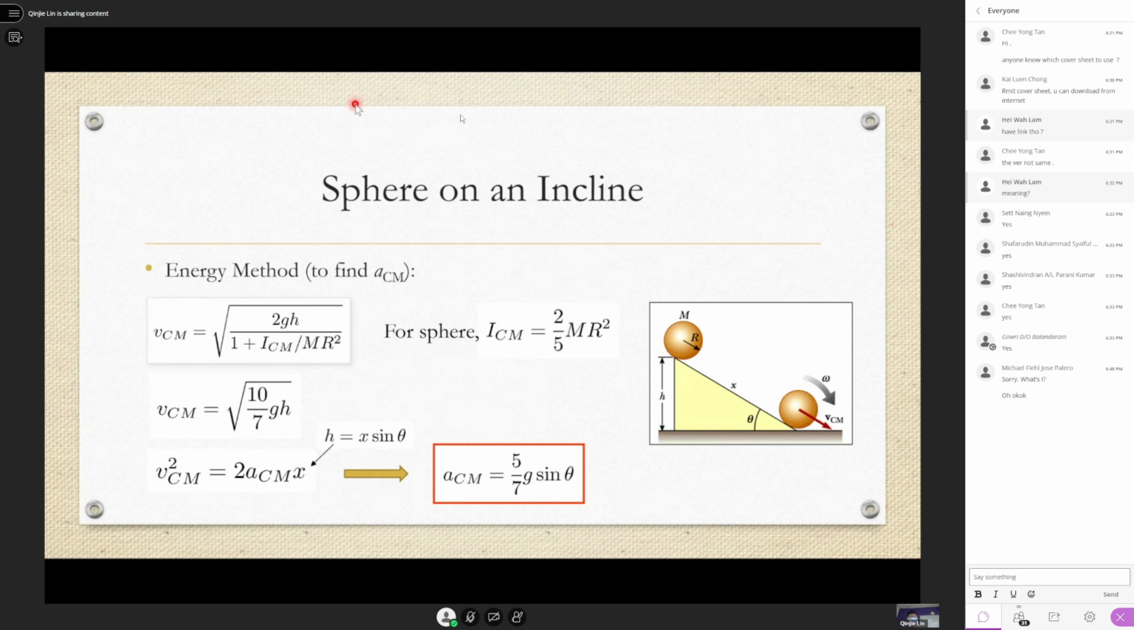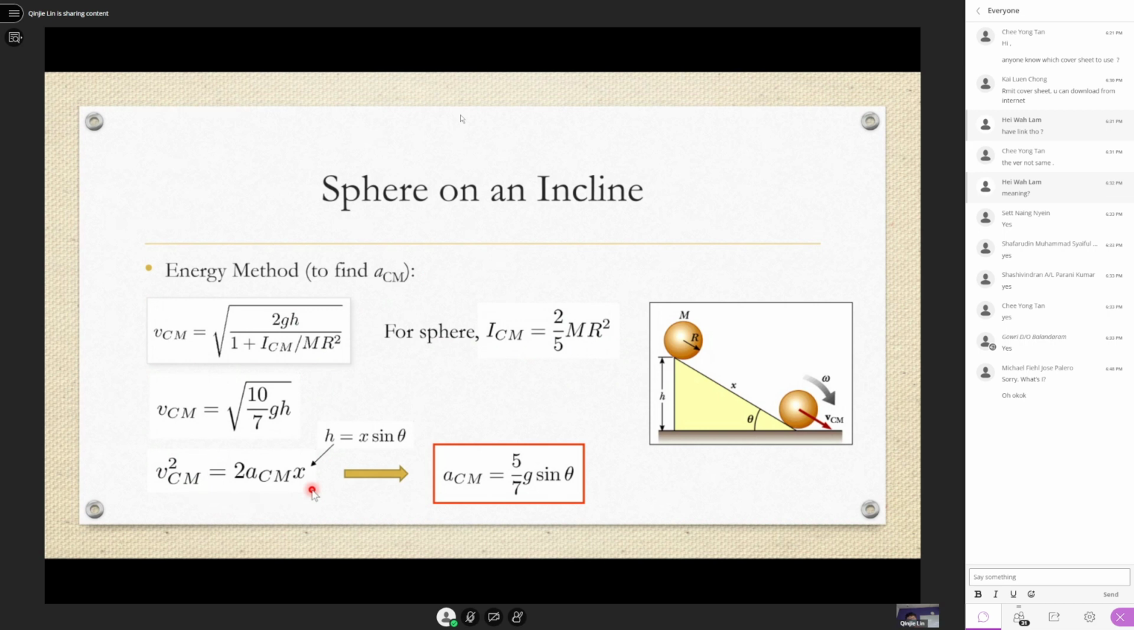So we have found the VCM. How do we find the ACM, which is the acceleration of the center of mass? There are actually two methods. The first method is the energy method. We already know V equals this expression, and for a sphere, your moment of inertia is 2/5 mr squared. To find acceleration, you use this kinematic equation, v squared equals u squared plus 2as.